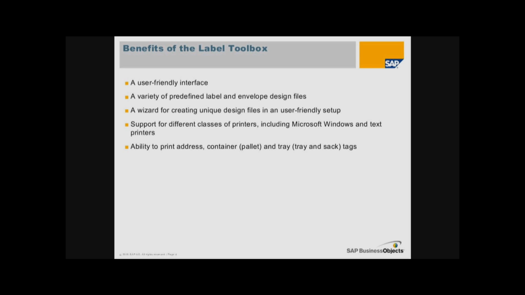I'll walk through a lot of the predefined stuff that's out there. After I walk through what's predefined for you, I'll walk through the wizard and create a brand new one using that wizard setup. We'll talk about the different classes of printers that are supported, Windows printers as well as text printers. And then I'll remind you about our ability to print address, container, and tray tags. Container, according to the post office, is pallet, so sometimes you'll hear me say container or pallet placards. And tray is tray and sack tags.